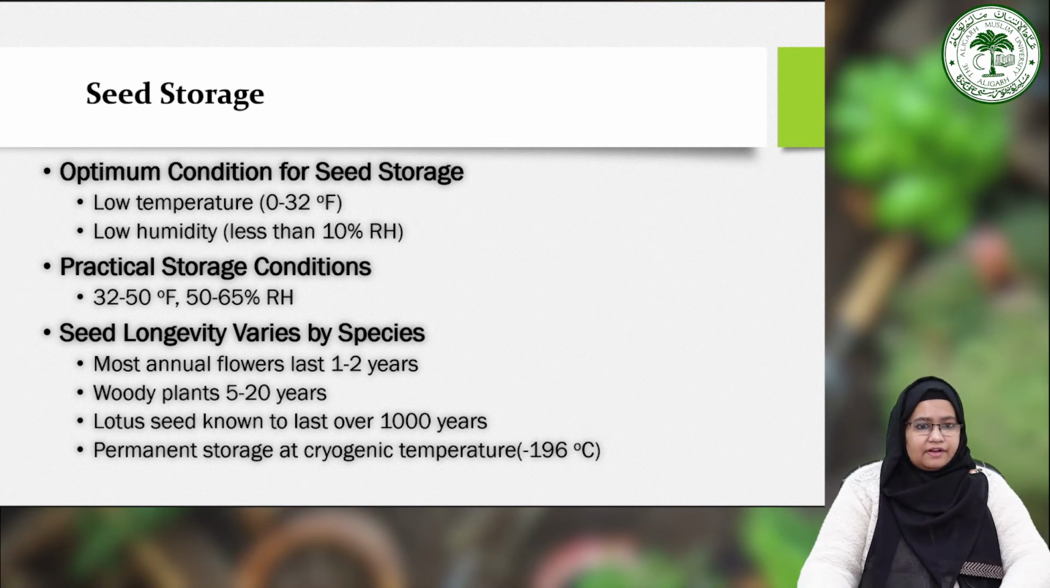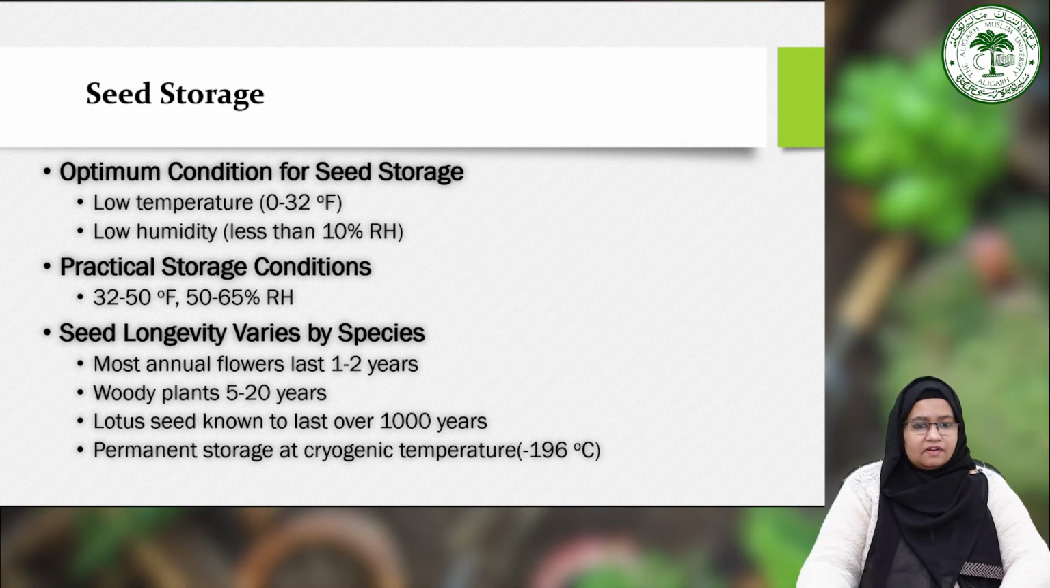Then there is seed storage, because we can store seeds for a longer period of time, and there are conditions for the storage of seeds. The optimal condition for seed storage is at low temperature, that is 0 to 32 degrees Fahrenheit, and in low humidity, that is less than 10%. Ideally, storage conditions are 32 to 50 degrees Fahrenheit, with 50 to 65 percent relative humidity.